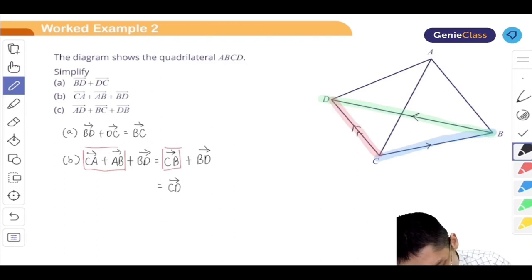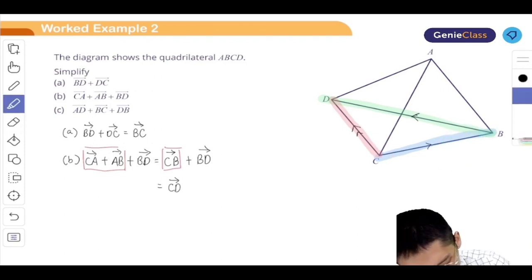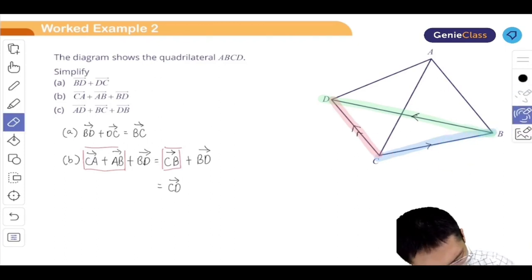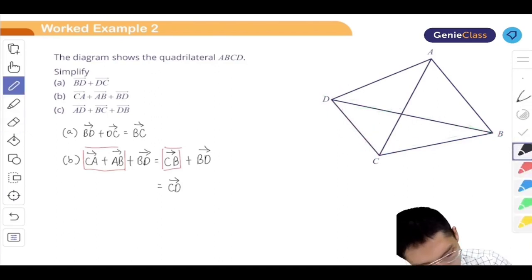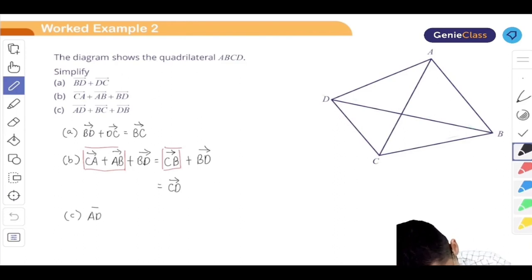But next up, you realize, if I look at this, you may wonder, isn't this the same example as the one that we have for part B? What is the difference between part B and part C? Now, if we take a closer look, what is the difference between part B and part C? First step, you realize now AD plus BC plus DB.